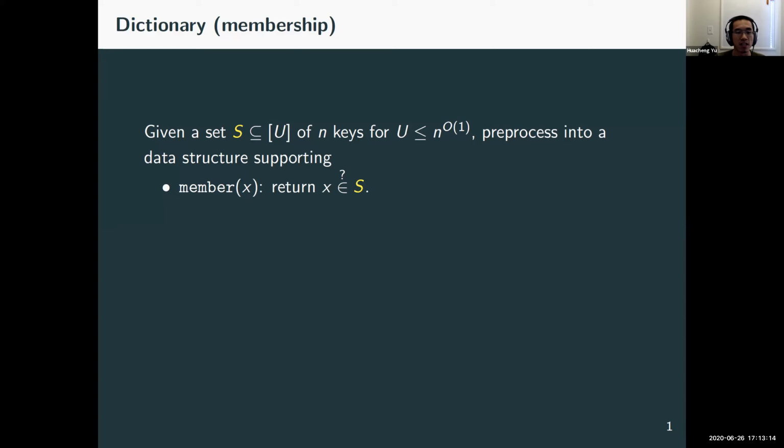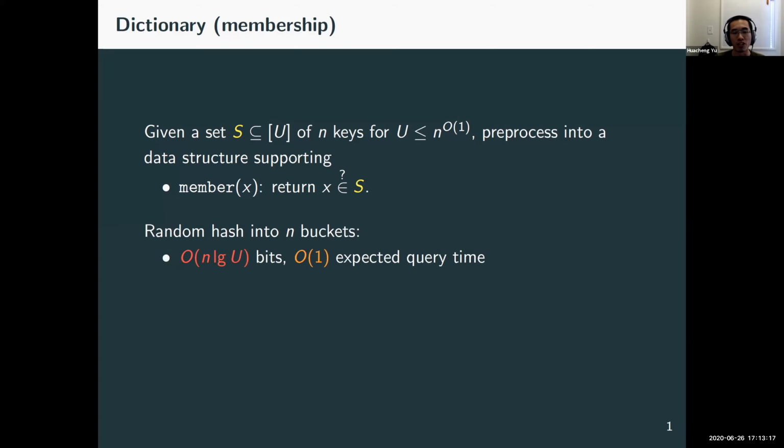And I guess the most common well-known solution to it is random hashing, right? So we just randomly hash the input keys into n buckets, and then say use a linked list to store all the keys that are mapped to the same bucket. And then if the hash function is good, it has constant expected query time. And what is the space of this data structure? We have n keys to store in different buckets, and each key takes log u bits to encode. So roughly the total space of this random hashing is just n log u bits.